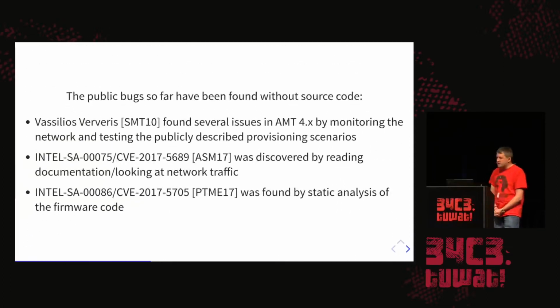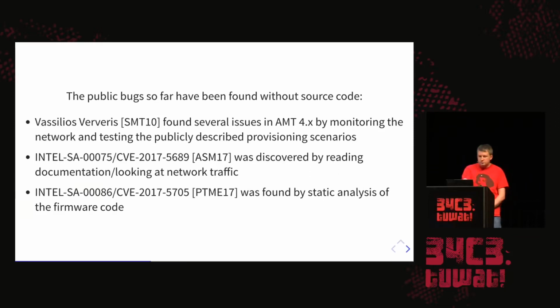And so, just to summarize, there were some bugs that we found until recently, and just mentioned previously. This is by Vasilis Serveris. He found some issues by just monitoring the network during the activation process and trying to change some things. Then the other vulnerability that was found earlier this year, about the empty digest that could be sent to log into the AMT. And that one was found just looking at the network traffic again and trying things. So without source code again. And the last one with buffer overflow, again was found without source code, just by decompiling the binary code.